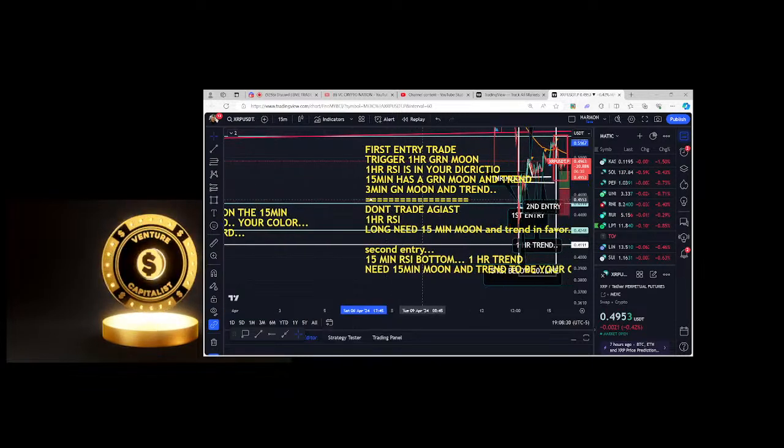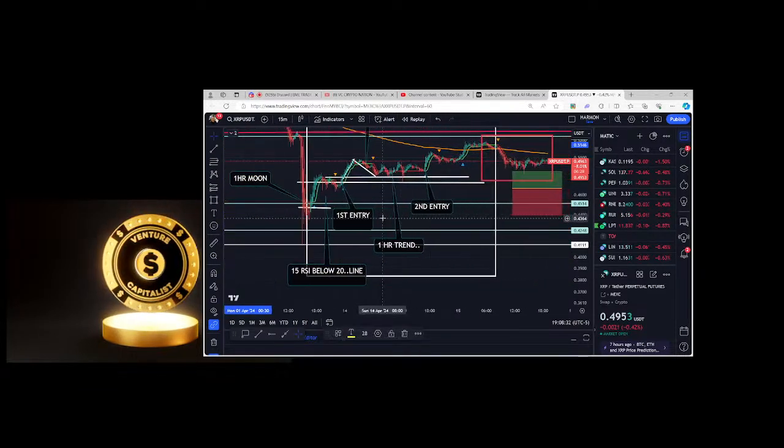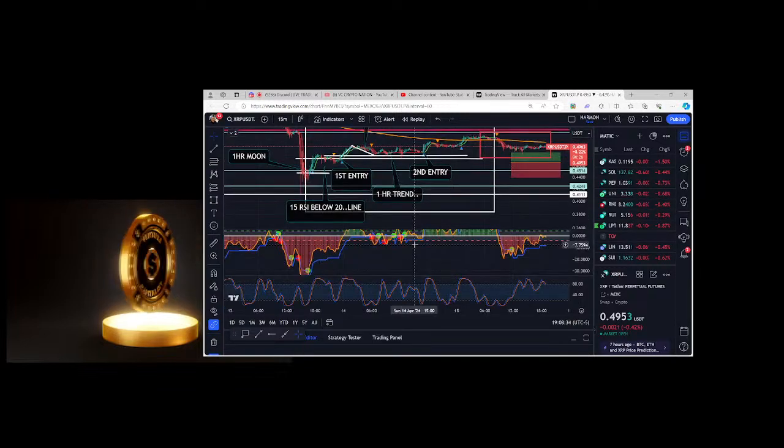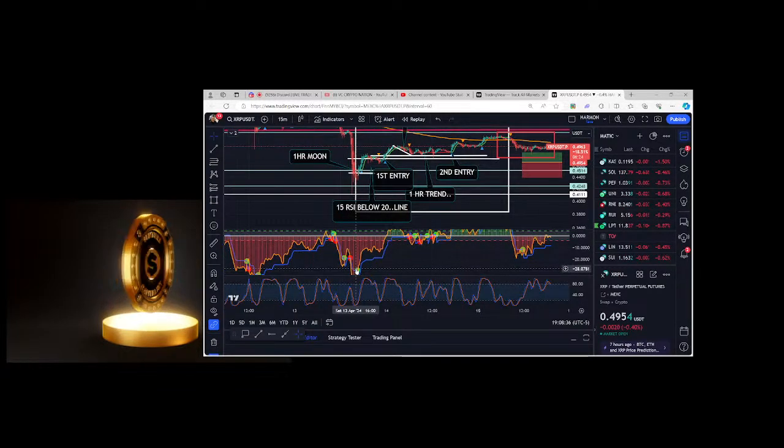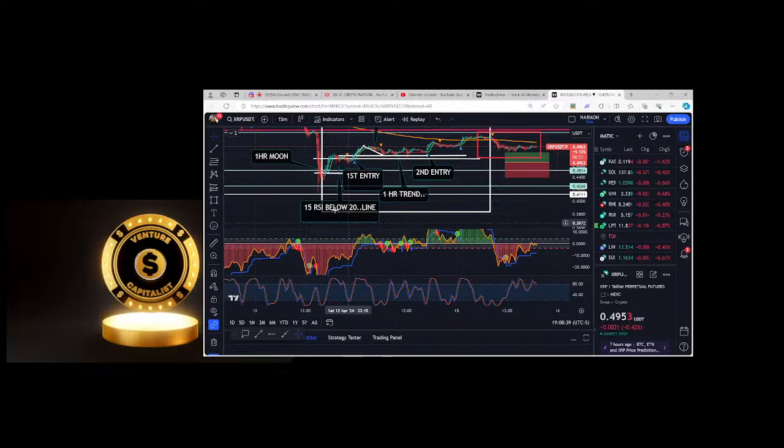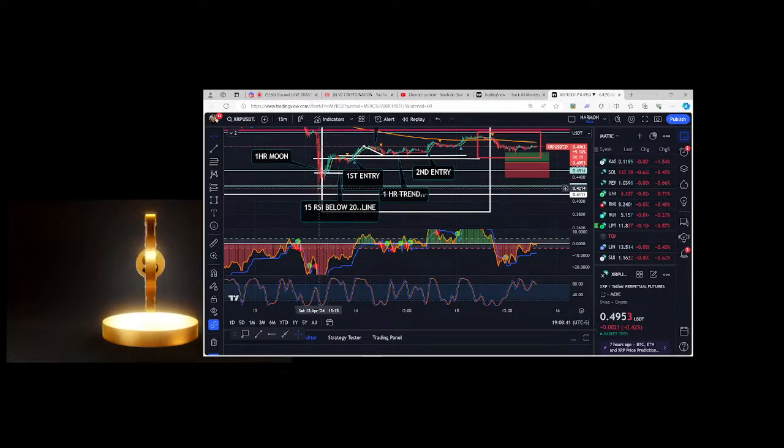So we're going to walk through some of these trades and go through that section. And it's pretty easy to see as we walk through here. Here's a 1 hour moon. We don't have positive volume until here. Here's the 1 hour moon setup right here. We already marked it.